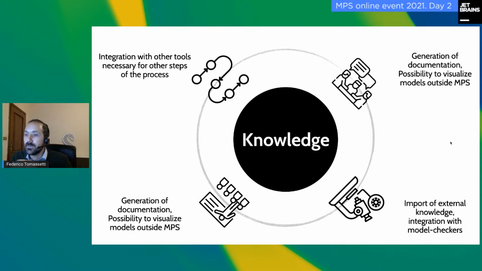So we have seen that there are many different ways to complement MPS to make an ecosystem around the creation and usage of knowledge. We can integrate existing tools to create more complex processes and have a richer ecosystem. We can use the generation of documentation, for example, to facilitate discussion, both for internal communication and for training of new personnel. We can improve R&D by importing existing knowledge or by integrating tools like model checkers, for example. So you can create a richer ecosystem and improve the way you build and use knowledge.